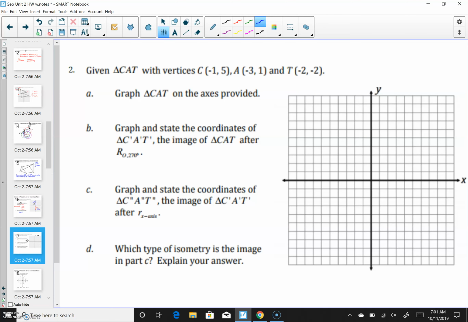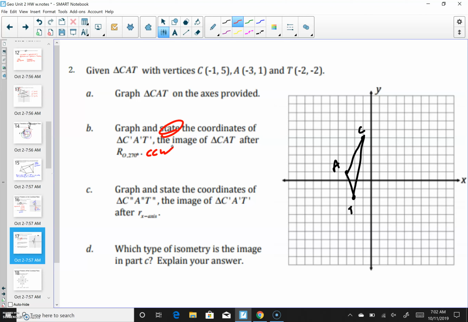For our second one, we'll do the same thing. We'll graph our original triangle: (-1, 5), (-1, 2), (3, 1), and (-2, -2). So we've got C, A, T. So the first thing we want to do is rotate, graph and state, and we'll rotate about the origin 270 degrees. Again, counterclockwise because it is positive.